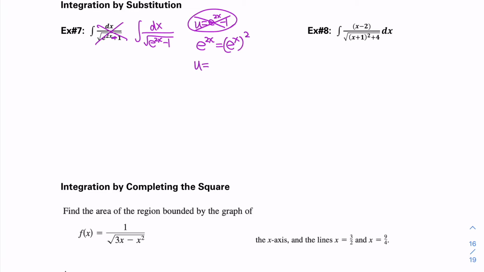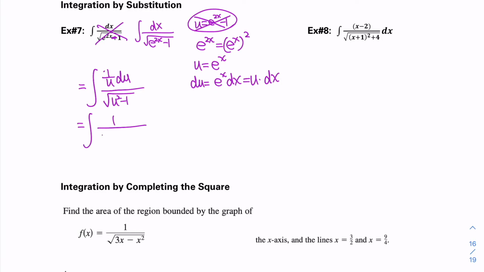Now we are going to define u equals e to the x. So du will be e to the x dx, which is u times dx. Now we are going to replace dx with 1 over u du. And square root of e to the 2x minus 1 will become square root of u squared minus 1. So this will be the integral of 1 over u times square root of u squared minus 1 du.